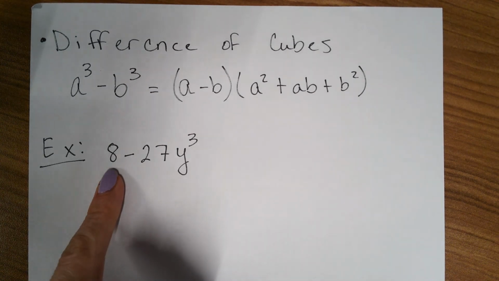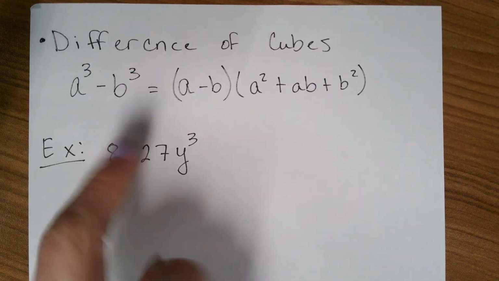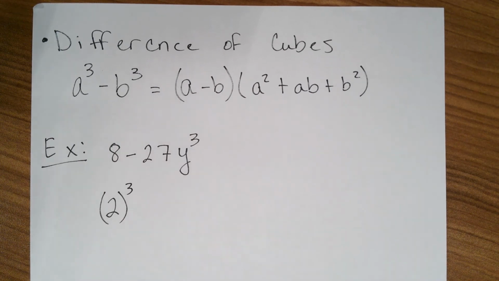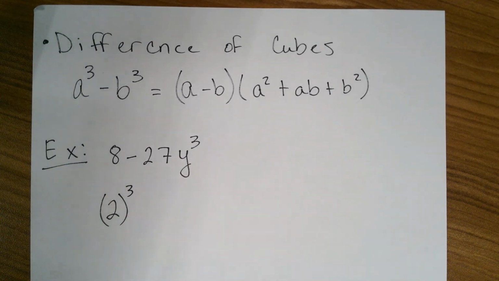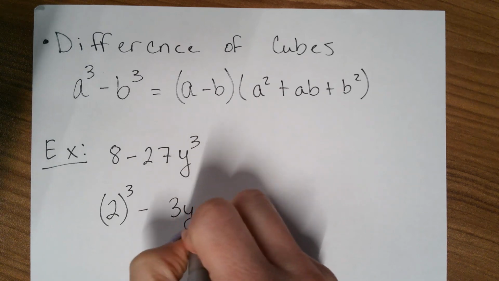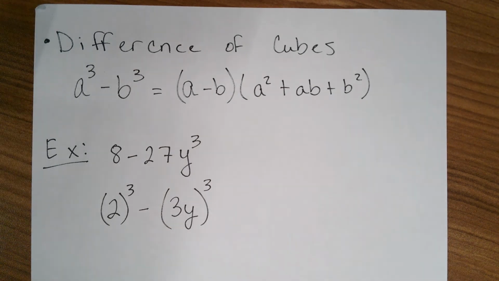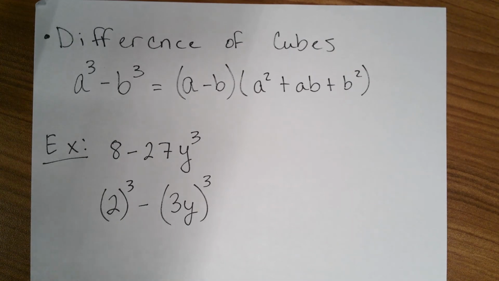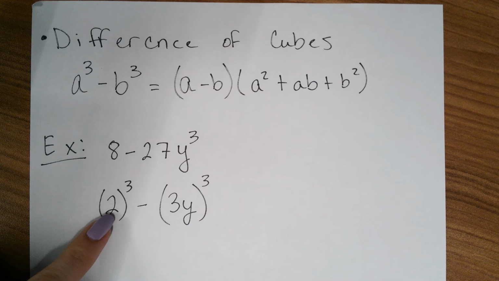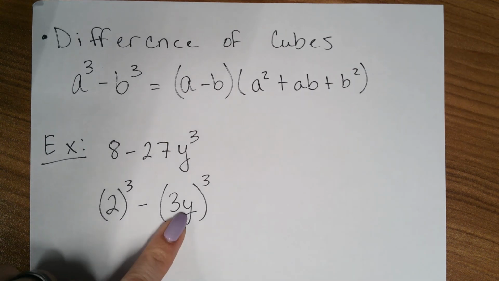If I take 2 and multiply it times itself 3 times, so 2 times 2 times 2, or 2 cubed, I will get 8. So I know my A, in this case, is 2. That's what I cubed to get 8. And what do I cube that gives me 27y cubed? It is 3y. If I cube 3 times 3 times 3, it gives me 27. And if I cube y times y times y, that does give me y cubed. So now I know A is 2 and B is 3y. So it's just a matter of plugging it in to this formula.